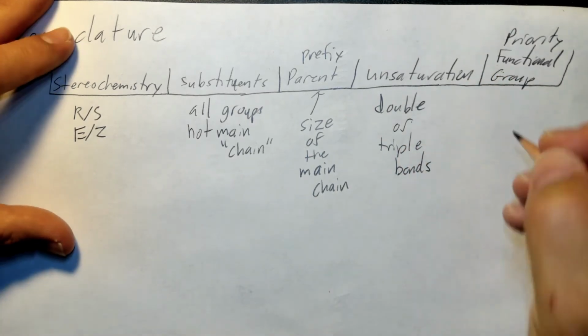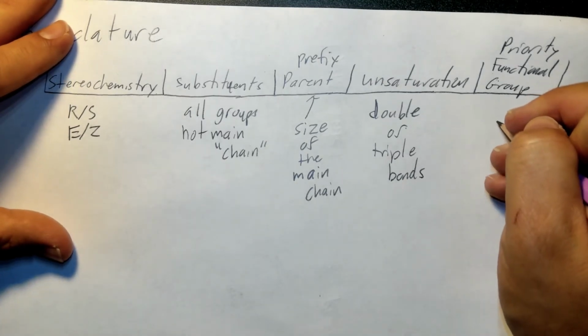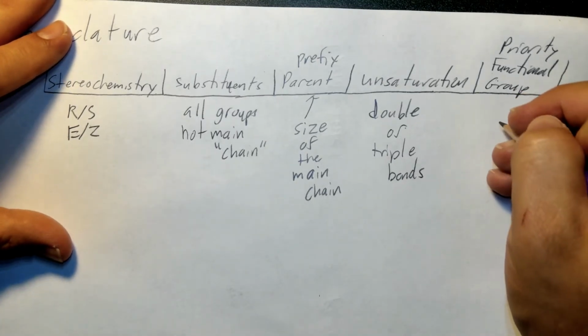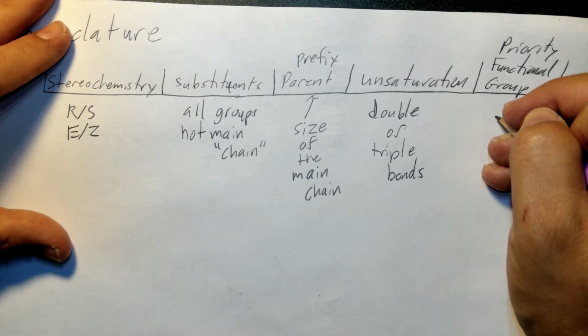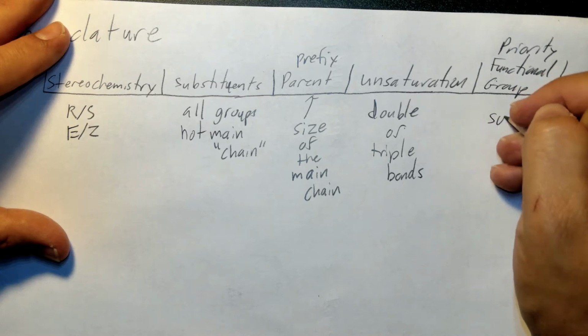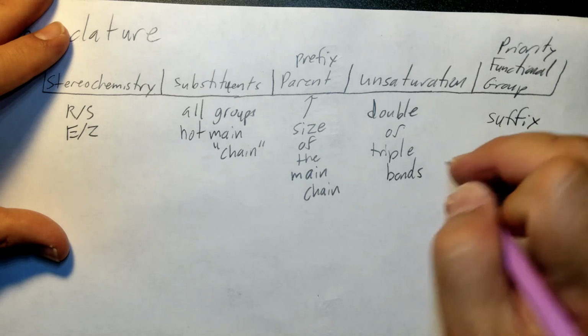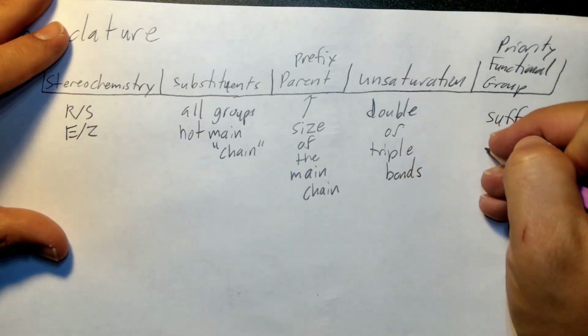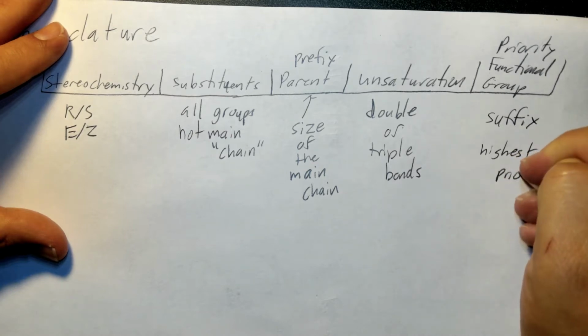And then lastly, you've got the priority functional group. What the priority functional group is going to be is one of those functional groups that we learned about that you should recognize, but there's special suffixes that you'll end with, and there's a prioritization too. You want the highest priority.